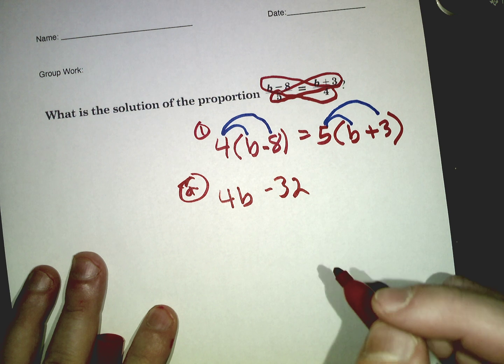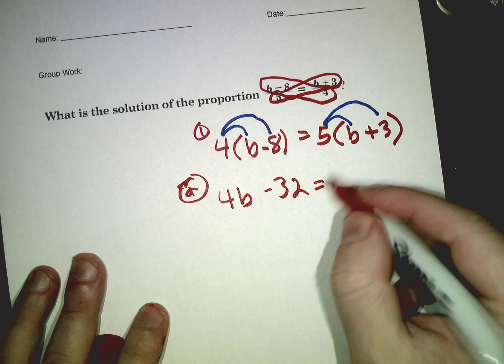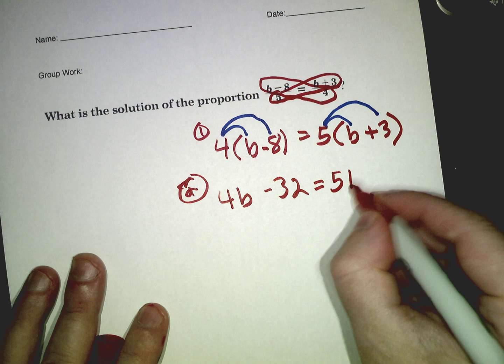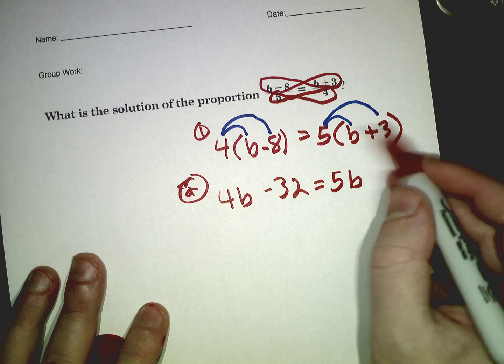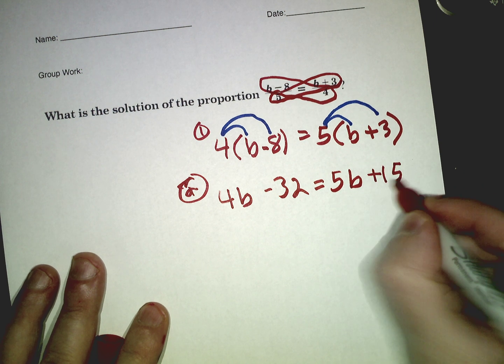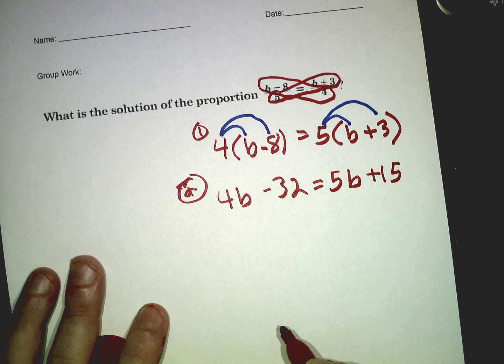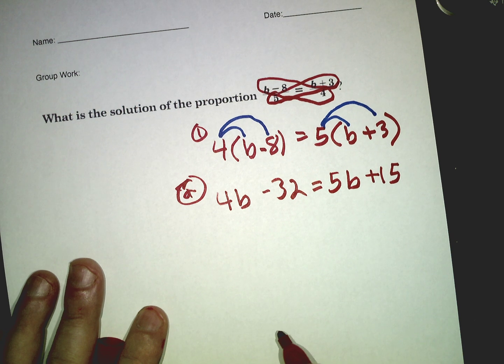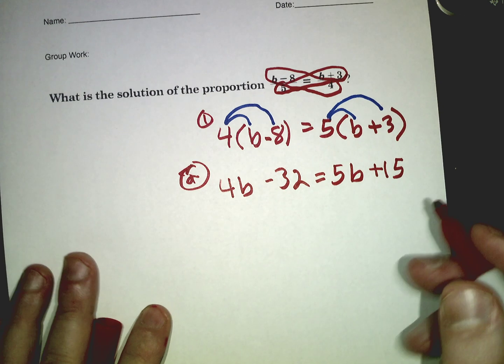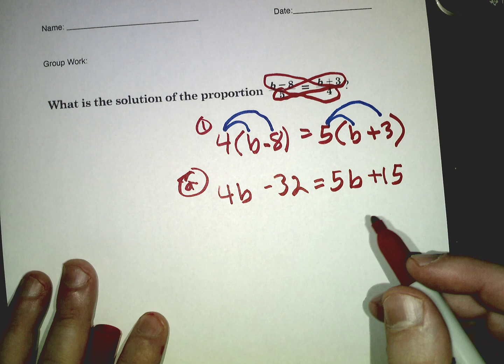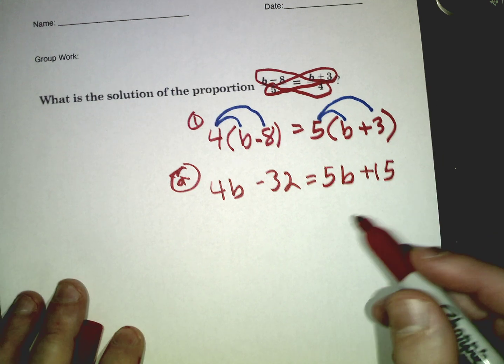I didn't work that out in my head. You can use the calculator. 5b. 5 times b is 5b over here. And 5 times 3 is 15, plus 15. Okay, so first thing I'm going to do, I always move the smaller one. Now, next step, some people say combining like terms.